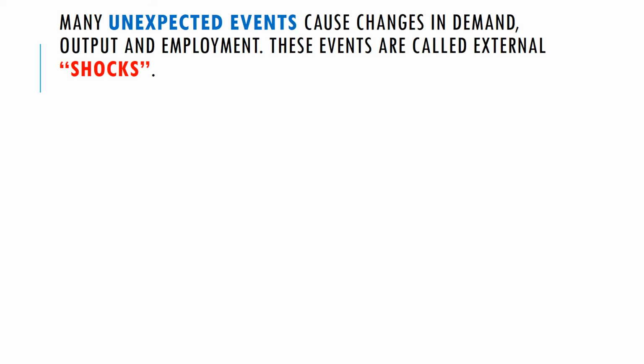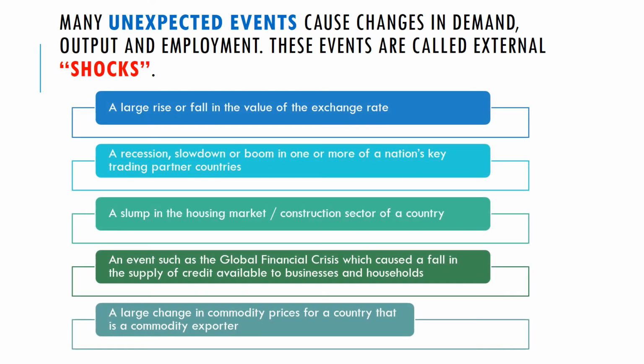Sometimes there are unexpected events that cause sudden changes in demand, output and employment, and you often hear these described as being shocks to the economy. So an event such as the global financial crisis, which caused a fall in the supply of credit available to business and households, made it harder for them to borrow, saw a big fall in consumption and investment, a sudden reduction in consumption and investment, causing a fall in national output.